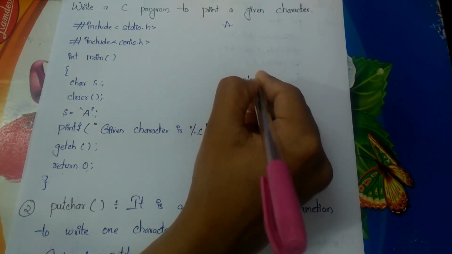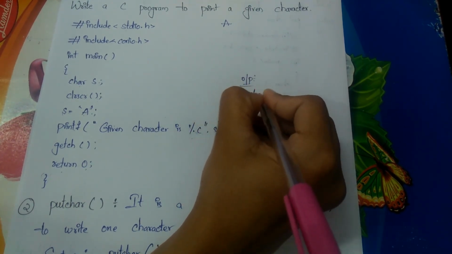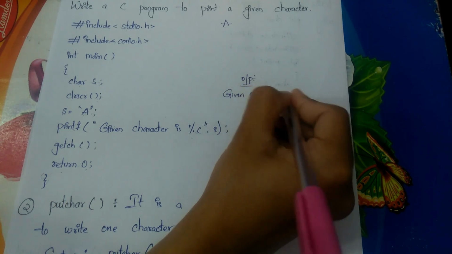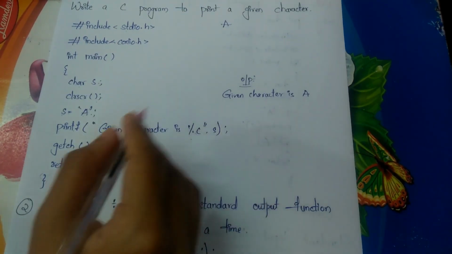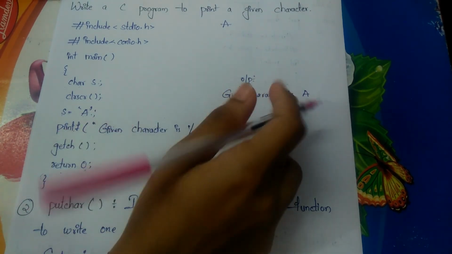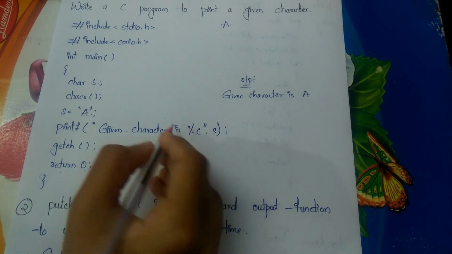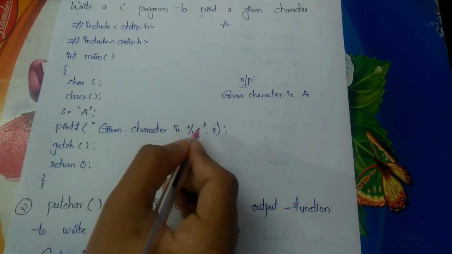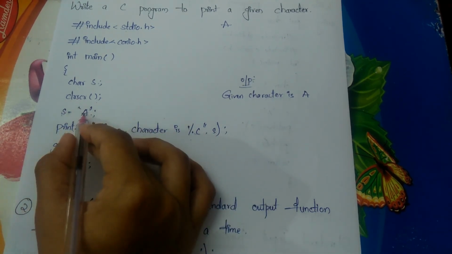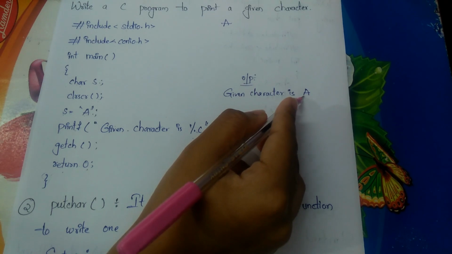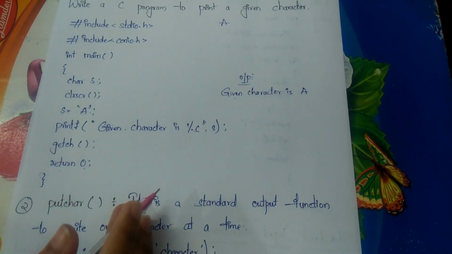In the output, it prints "given character is a". So this whole statement is printed. So "given character is", and in the place of %c we get the a, because this %c is specified to the variable s, and in variable s the value a is stored. So that's why it prints the a. So this is the final output of this program.